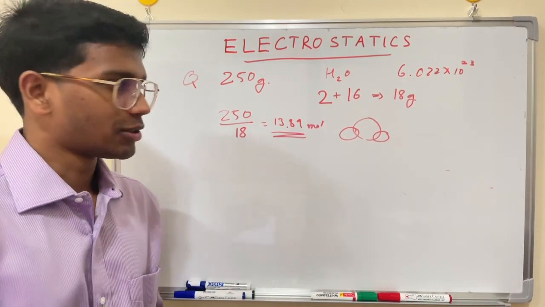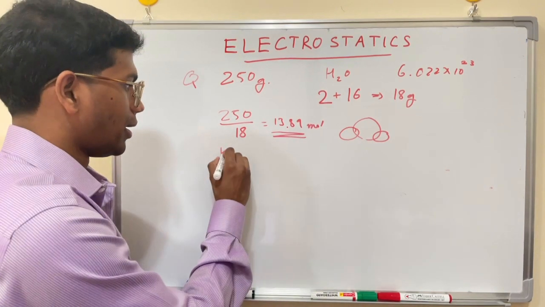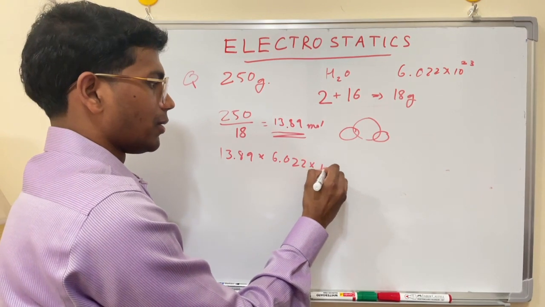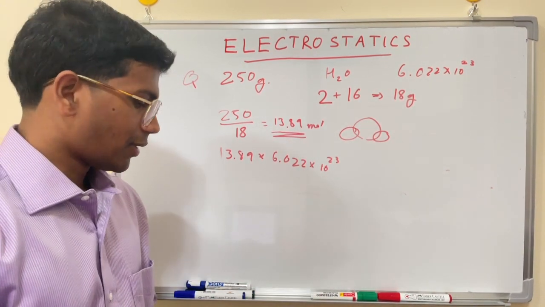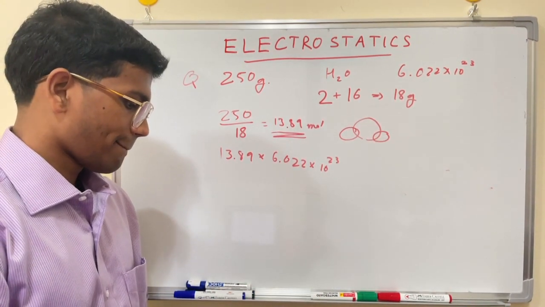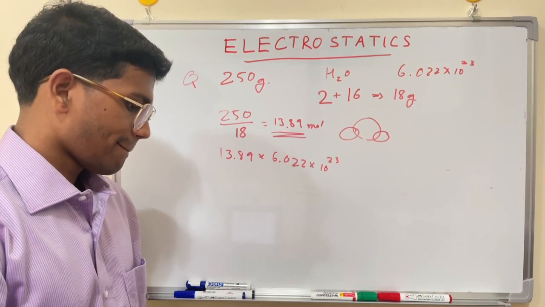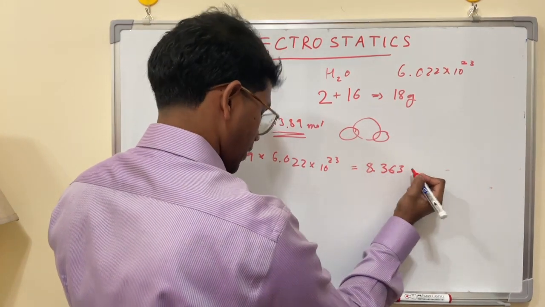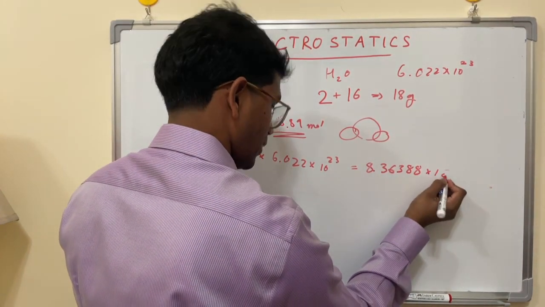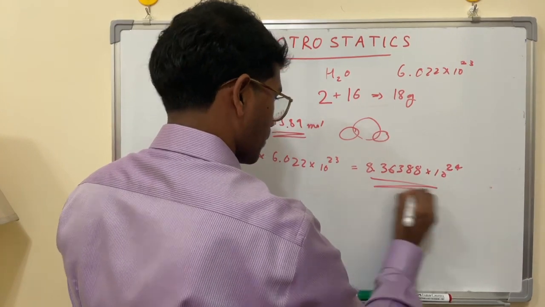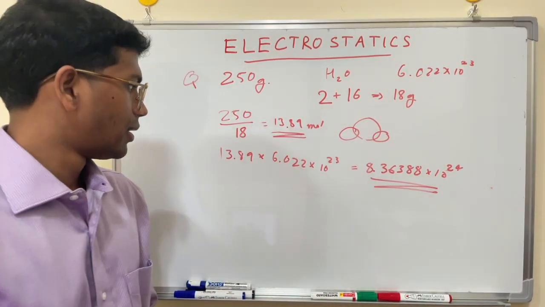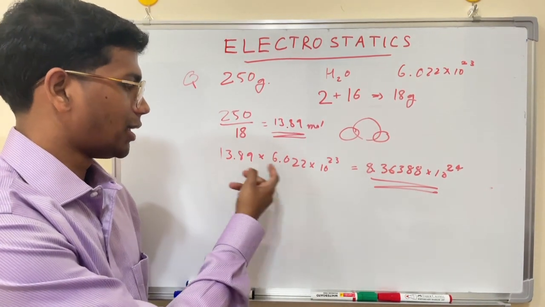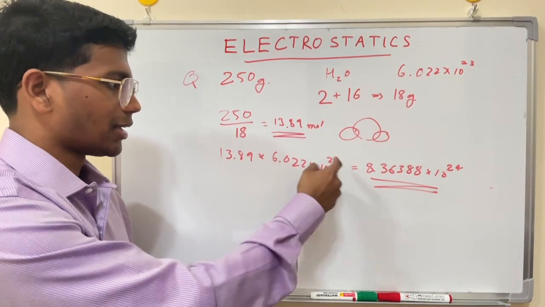So how many electrons or how many molecules, right? 13.89 into Avogadro's number, into 10 to the 23. That would give us, let's say, 8.36388 into 10 to the 24. It makes sense because this is of a tens value, this is of a ones value, so 1.39 into 6, the 10 gets carried over to 24.